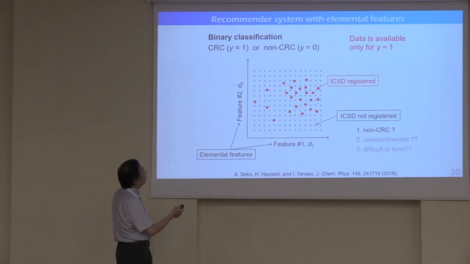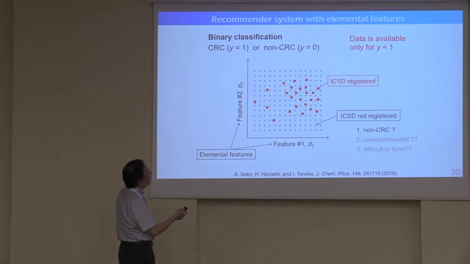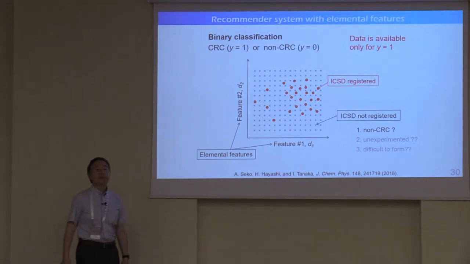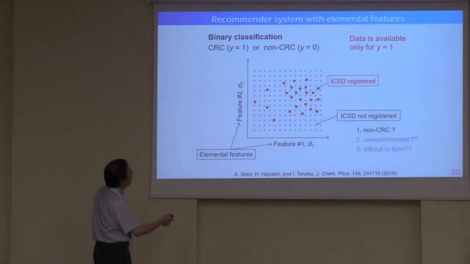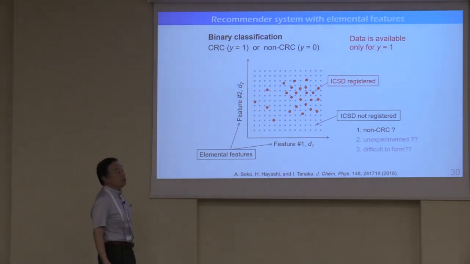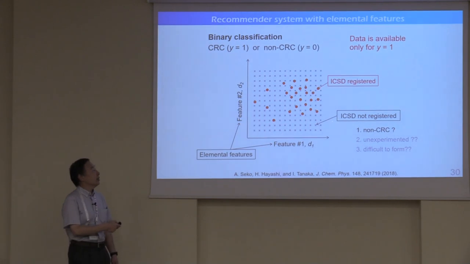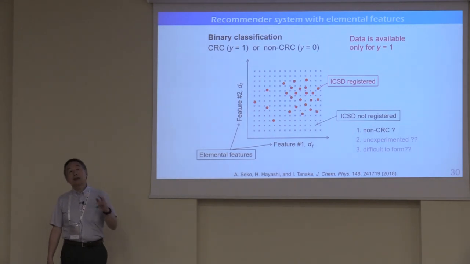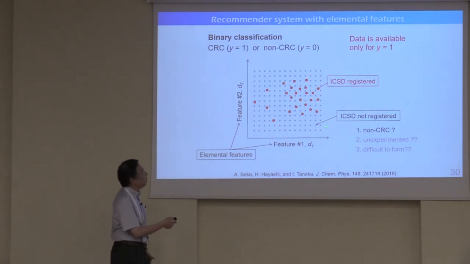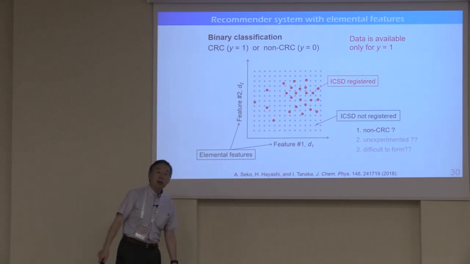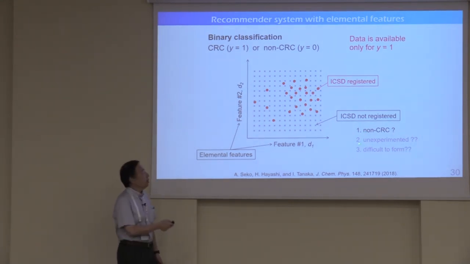We have data in ICSD, and if the data is available, registered compounds are plotted right there. The others are made at the grid points. They are mostly compounds not registered in ICSD. But there are many possibilities for a non-registered point. This can be a non-existent compound or just an unexperimented chemical composition.